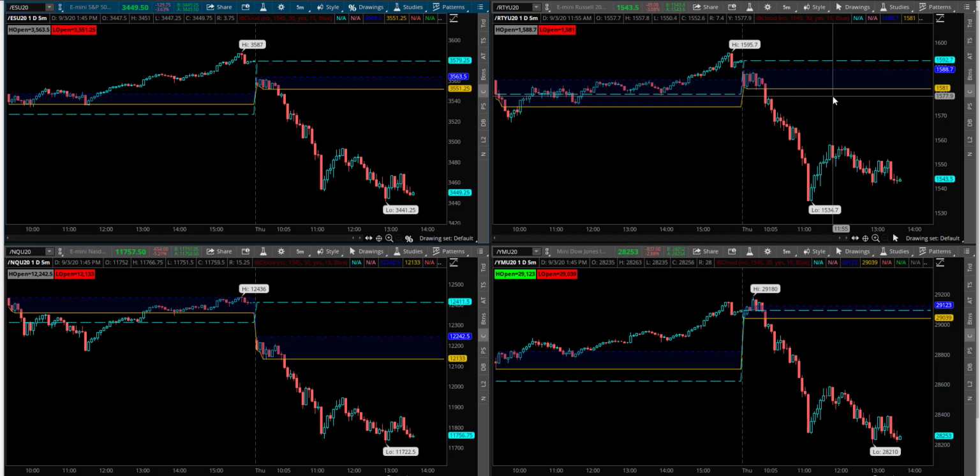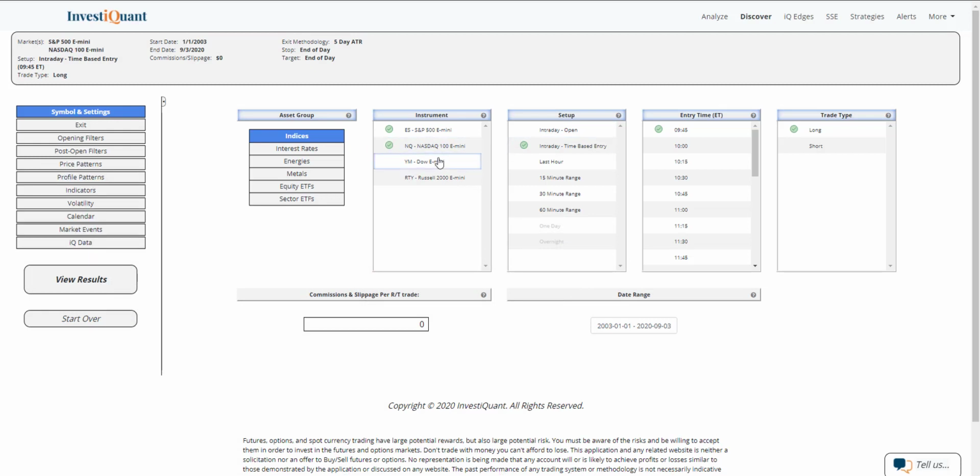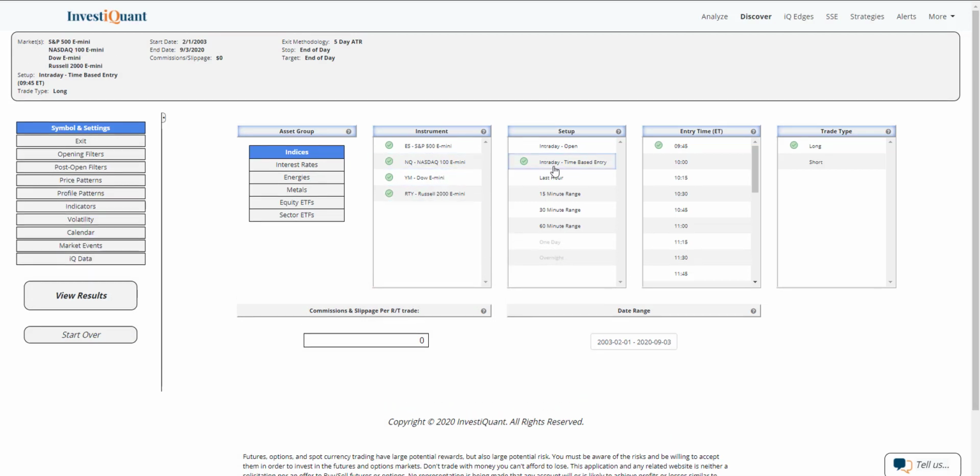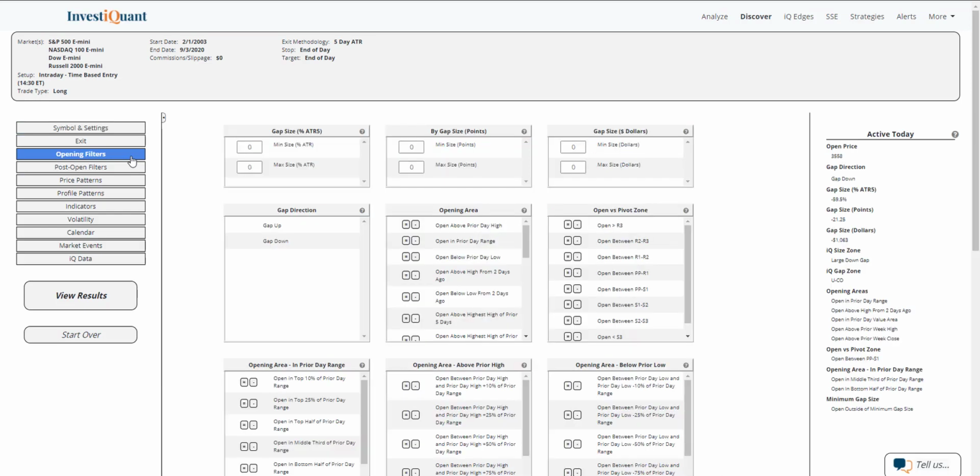And what I want to do is take a quick look at what that has led to historically into the close of the session. So let me come into Discover. And I will be looking at all four instruments. We're going to use an intraday time-based entry, and the entry time is going to be 2:30 p.m. Eastern Time. It'll be set up as a long exiting at the close of regular trading hours, which is 4:15 p.m. Eastern Time. Then I'm going to go into opening filters, and I'm going to select gap down. So it's a gap and go down today. I'm simply using gap down.